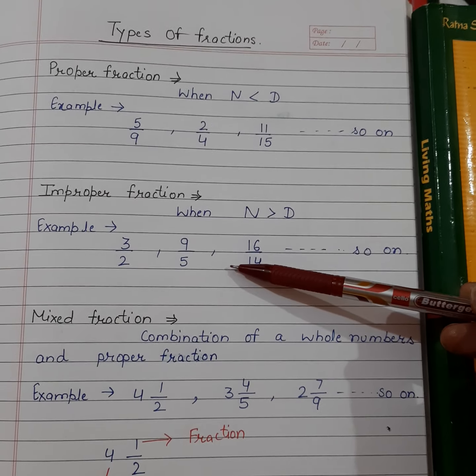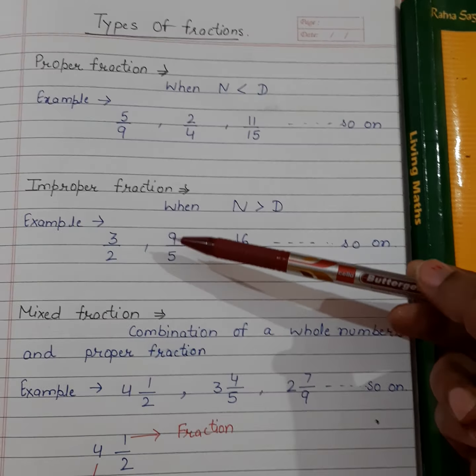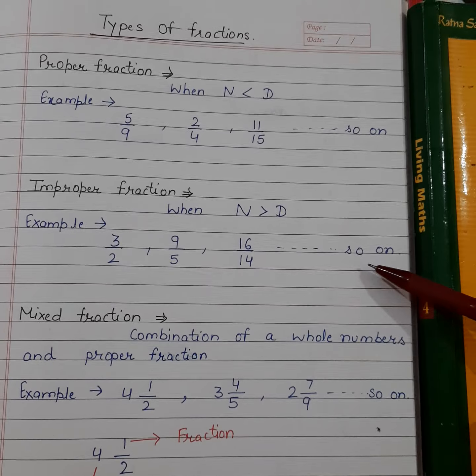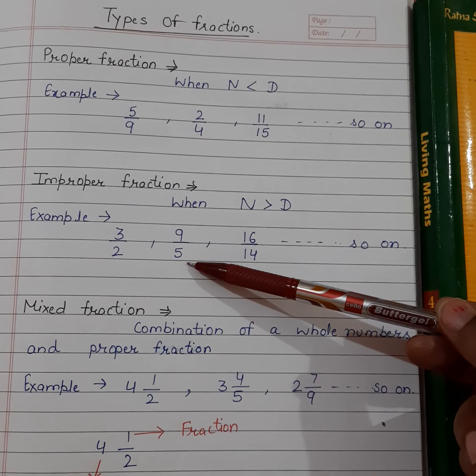In an improper fraction you will find that the numerator value is greater than the denominator. So look here, 3 upon 2, 9 upon 5, 16 upon 14, and so on. Here you can see the numerator values are greater than the denominator.